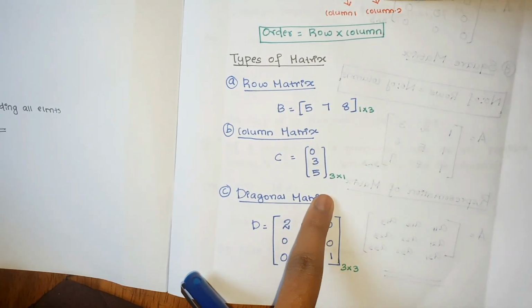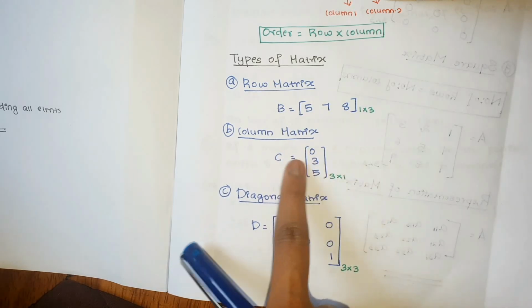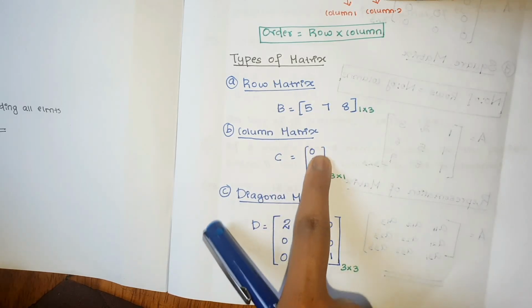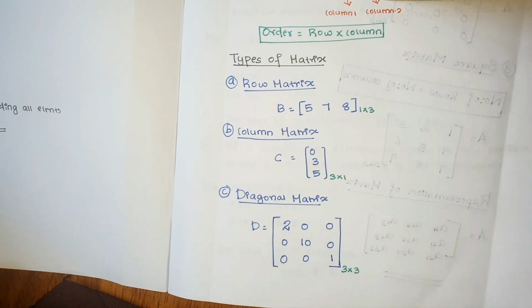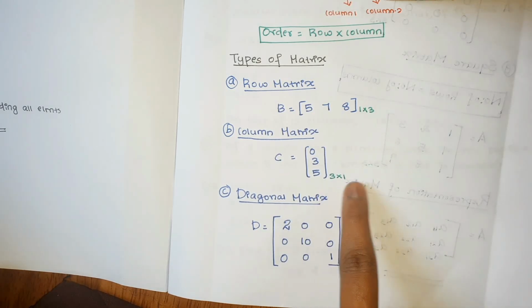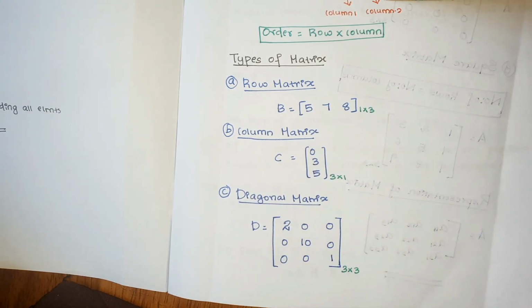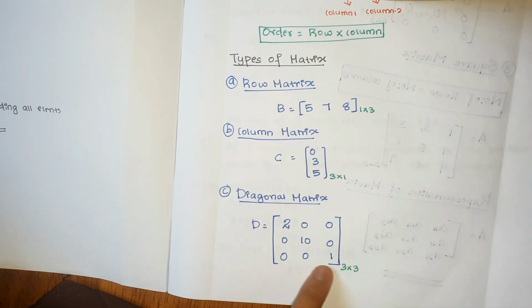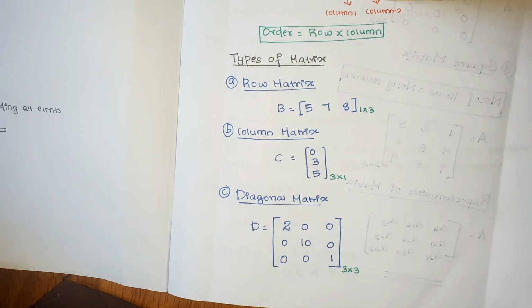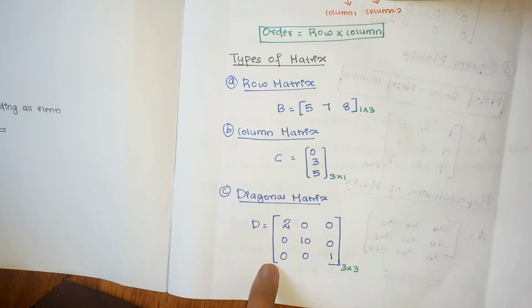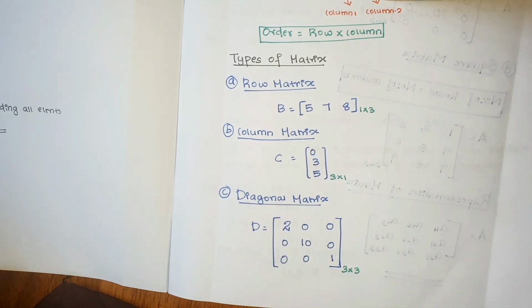Here what is the order of the matrix? 1 2 3. 3 rows and 1 column. So 3 by 1, that is the order of the matrix. 3 into 1, 3. 1 2 3, 3 elements. Next, this is a 3 by 3 matrix. 1 2 3 rows and 1 2 3 columns. 3 by 3 matrix and 3 into 3, that is equal to 9. How many total elements does it have? 1 2 3 4 5 6 7 8 9. 9 total elements it has.